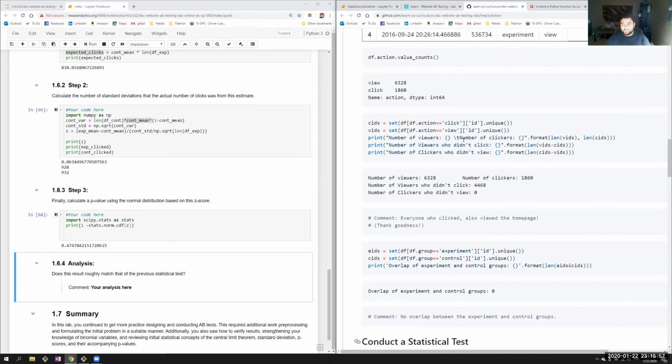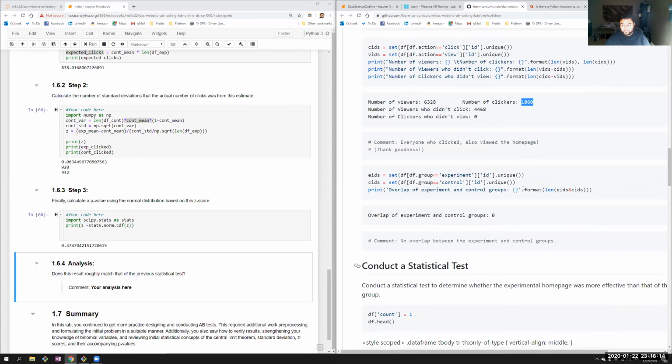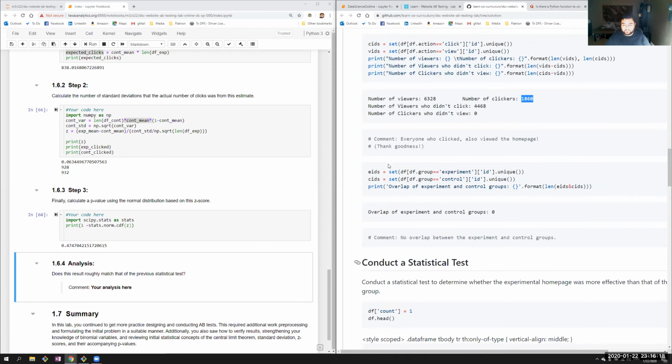Let's say number of viewers, number of clickers, number of viewers who didn't click, and then number of clickers who didn't view. That's 0. Okay, so that's good. Number of viewers, I think that also jives. Number of clickers, that also jives with what I got. Everybody who clicked also viewed the home page. Yeah, so I was right on that account.